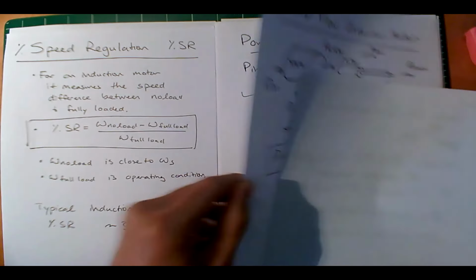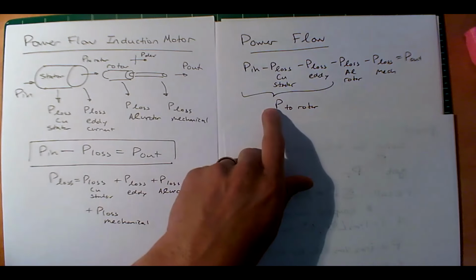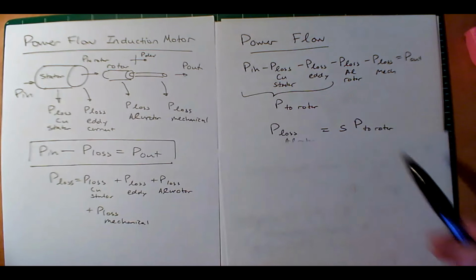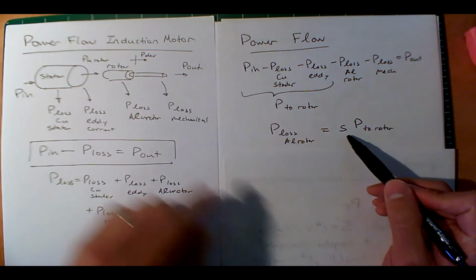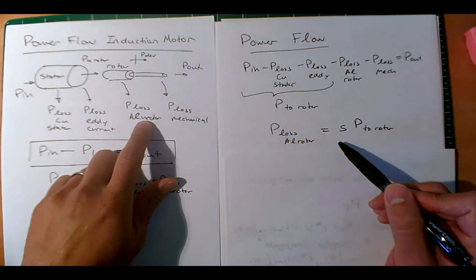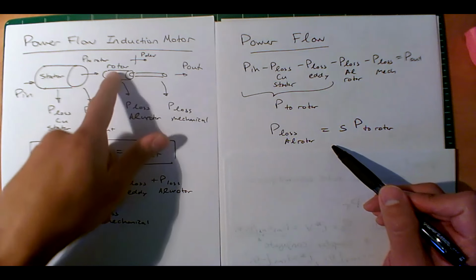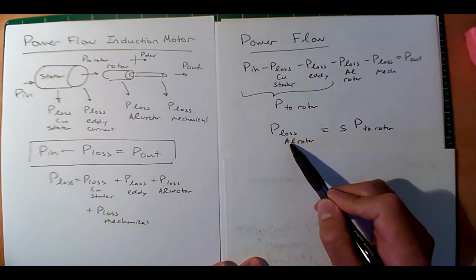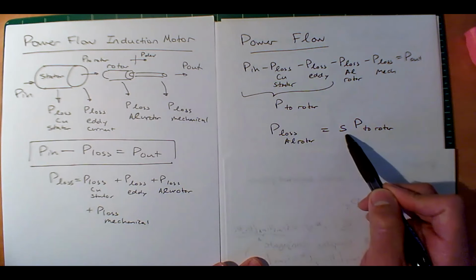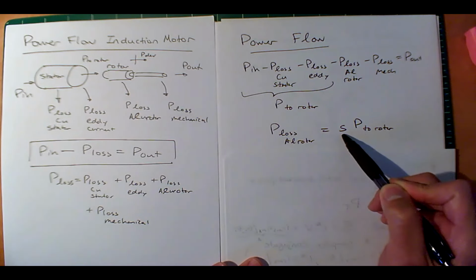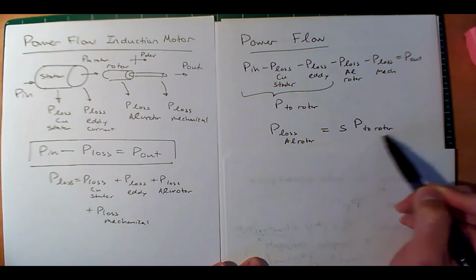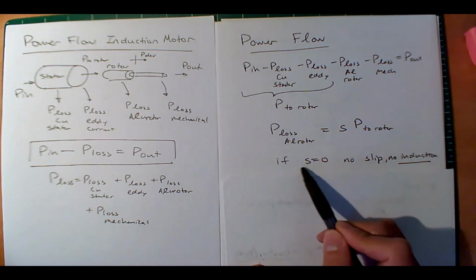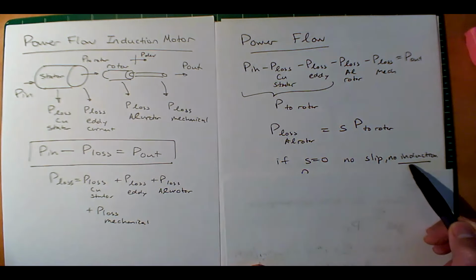The other thing, just another concept, is that you could think of these three powers as the power that goes into the rotor, right? And this power that goes into the rotor is proportional to the power that's lost in the aluminum, right? Okay, because of the I squared R losses due to aluminum. And so P loss in the aluminum rotor is equal to S, which is that slip number, right? Times this power to the rotor, right? So at 100% slip, at 0% slip or no slip, there's no induction.